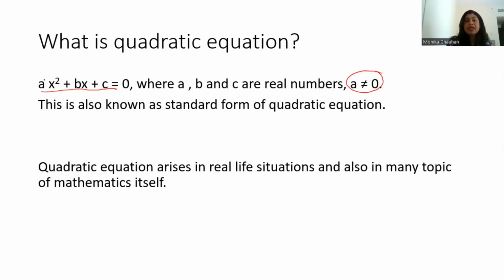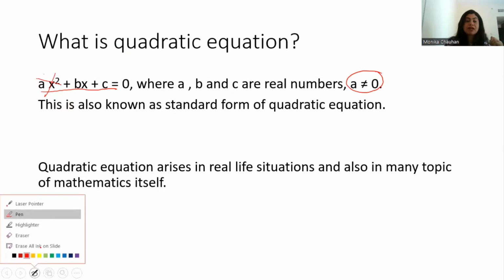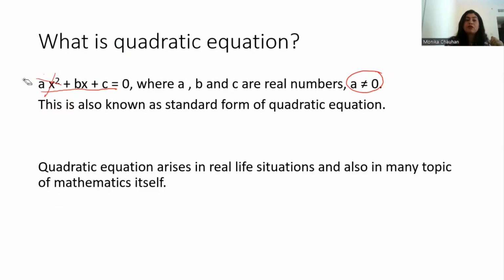Why am I saying it? If in case a is equal to 0, what will happen if a becomes 0? Then there is no x squared. Okay, anything multiplied by 0 becomes 0. And then you are left with only bx plus c, which becomes a linear polynomial, right? So a should not be equal to 0. And that's a very important part of it. So always remember that a should not be equal to 0. This is the standard form of a quadratic equation. This is something very, very important.